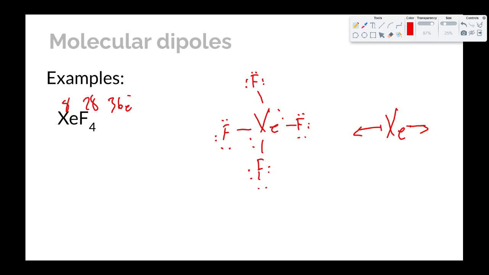Fluorine is going to be more electronegative than anything. So we have a linear that way and another linear that way. They cancel each other out. This whole molecule is going to be nonpolar.